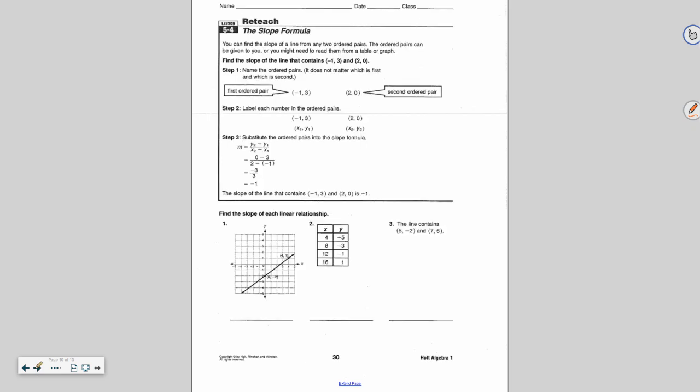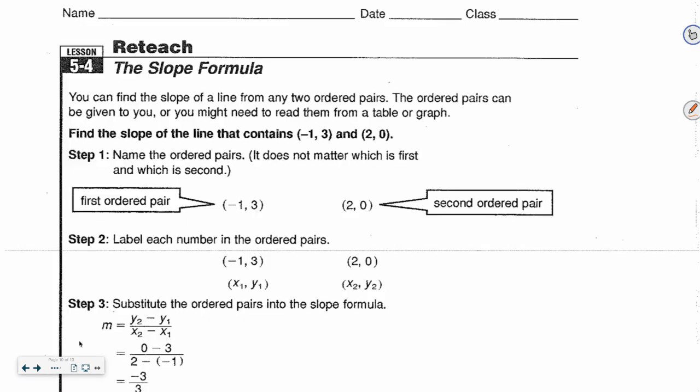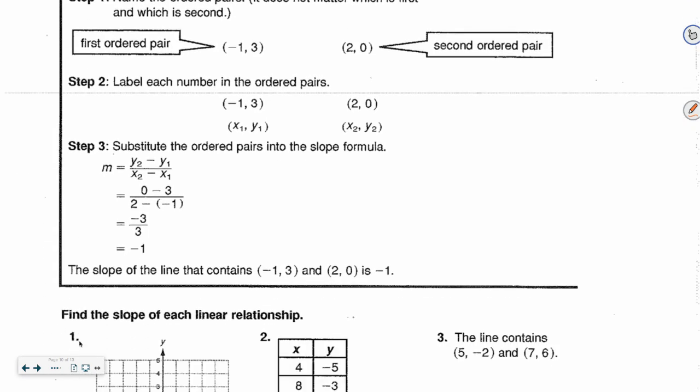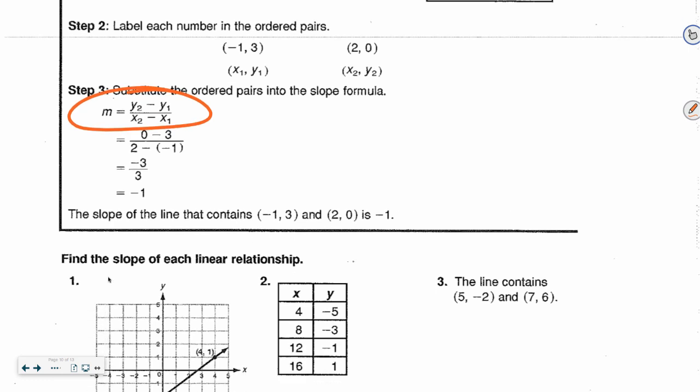On the next page, we talk about the slope formula. The slope formula is right here, and many of you actually remember this from Algebra 1. But m equals y2 minus y1 over x2 minus x1. Remember, the subscripts just mean first and second. I have 3 examples of how to do the slope formula.